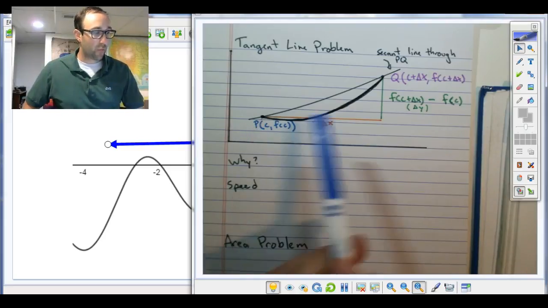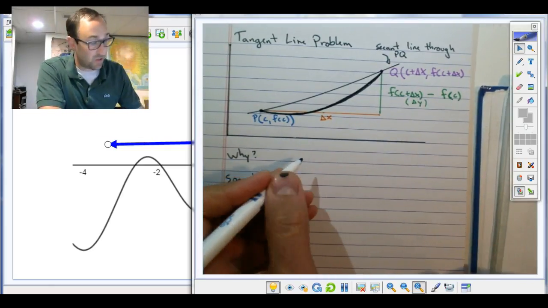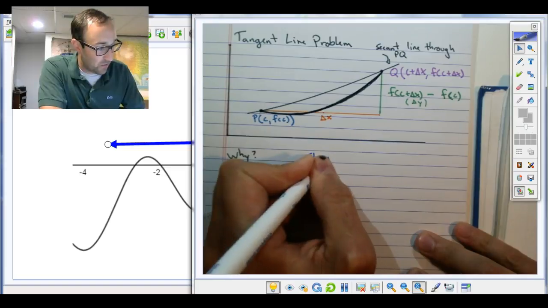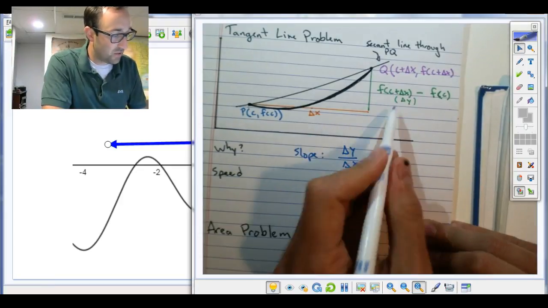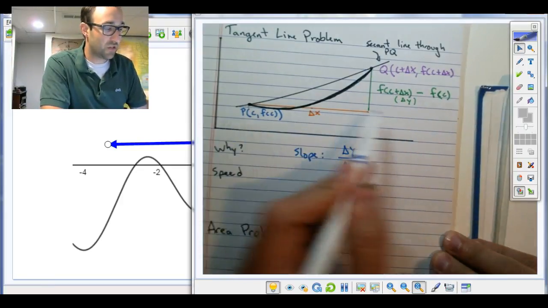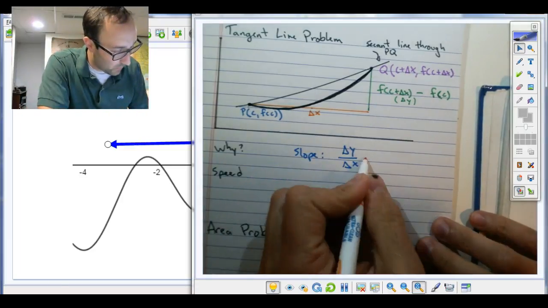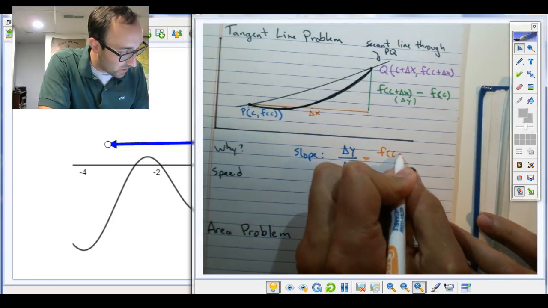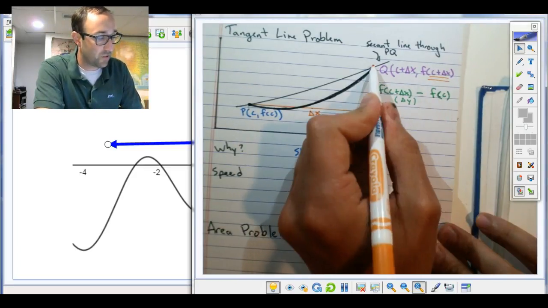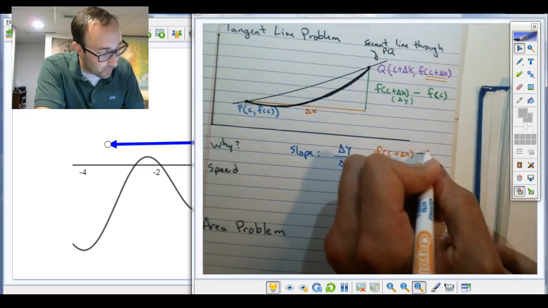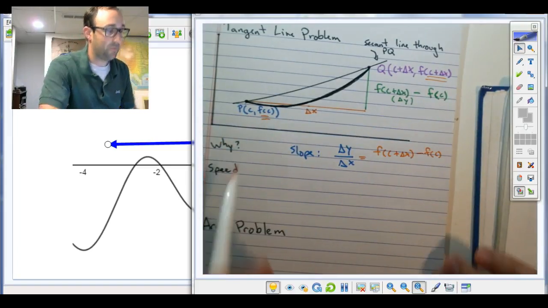Okay, so remember, with average speed, we're going to look at this secant line and define that secant line's slope. Remember, slope is just change in y over change in x. The change in y is this green part, and the change in x is the orange. So the change in y is f of c plus delta x. That's the function value, this q value right here. And we're going to subtract this one, f of c, the function at c. So we take this y minus this y.